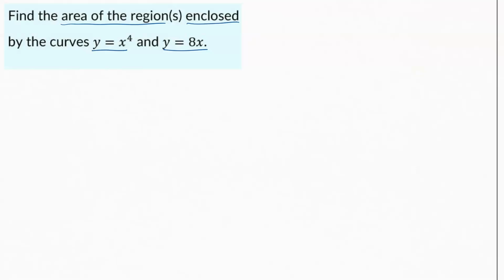Because on problems like the one we're looking at right now, they're not letting us use a calculator. And so what that means is we either need to know what these graphs look like and be able to tell what's going on, or we're going to have to do some additional work. The reason we need to know what's going on is because of the formula we use for finding the area of the region enclosed by two curves.